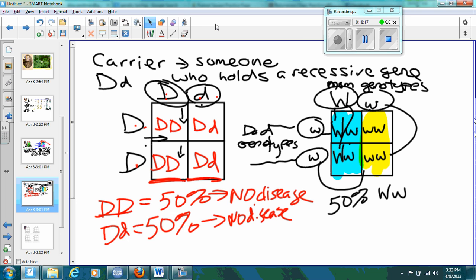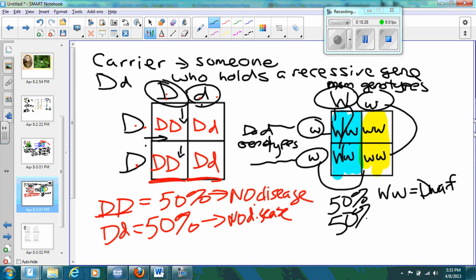So 50% of our children are big W, little w, which means they have dwarfism. Dwarfism is dominant, and 50% are little w, little w, which means that they are normal. So these parents could have a child with dwarfism. So those are some examples.